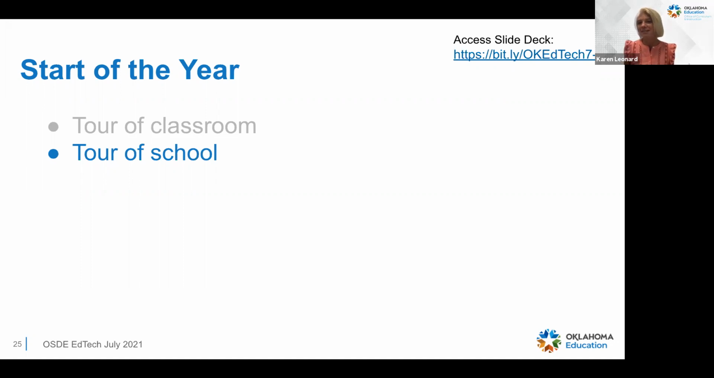And to provide some idea, when you walk through the front door, here's the office. This is where you can go. Here are some of the bathrooms. It just gives them a quick idea of where they can't go, how they can find something. And I think that would be especially comforting for someone who's new to a school.